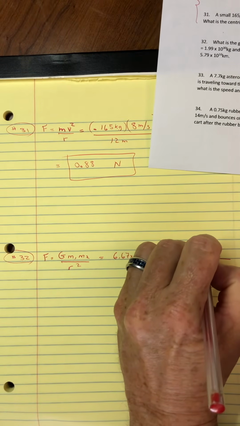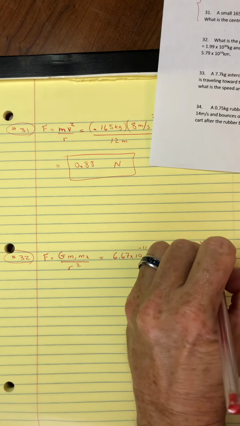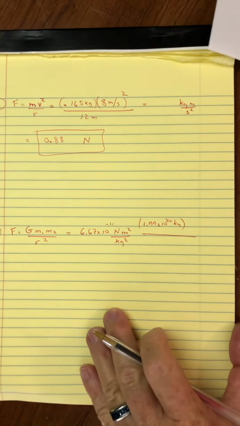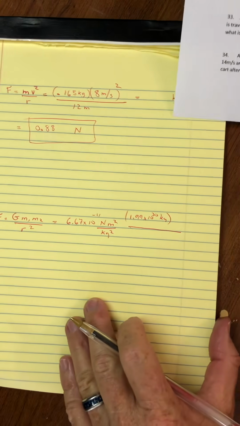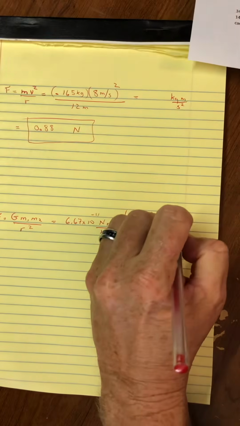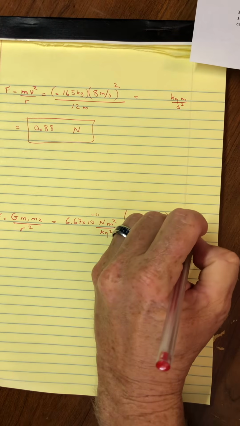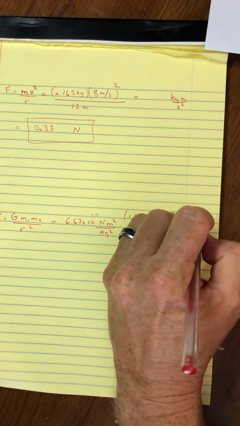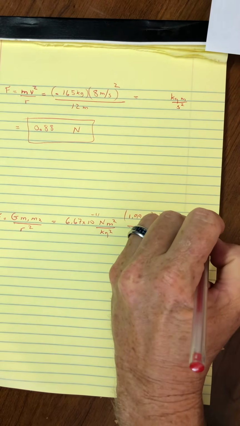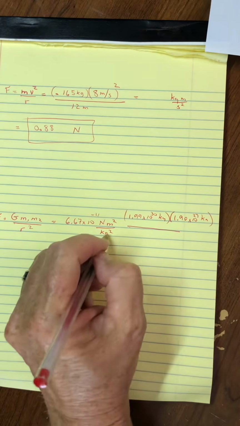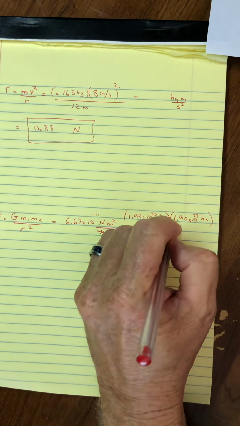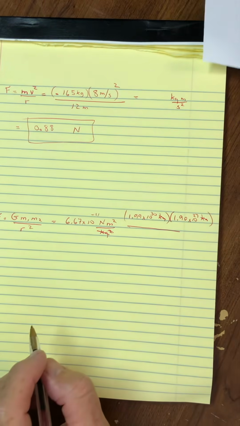1.99 times 10 to the 30 kilograms for the mass of the sun, and the mass of Mercury, 1.90 times 10 to the 27 kilograms. So again, kilograms would cancel off.